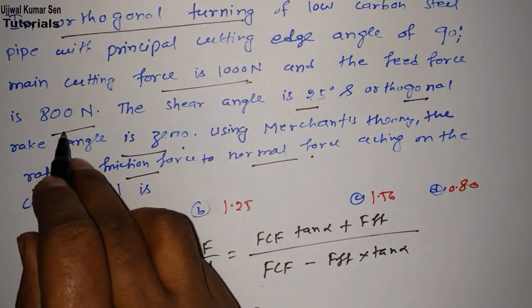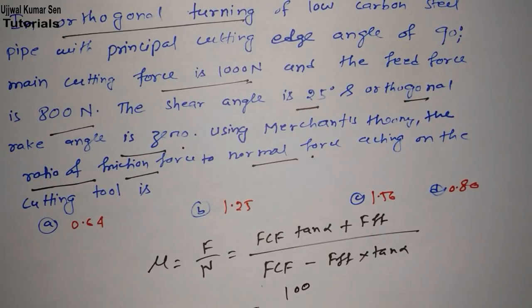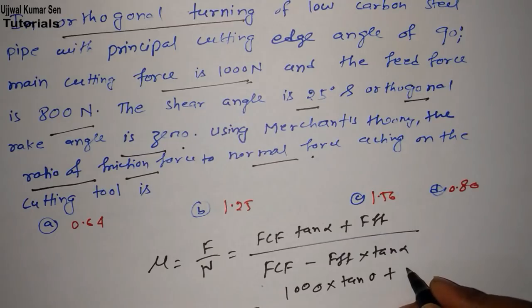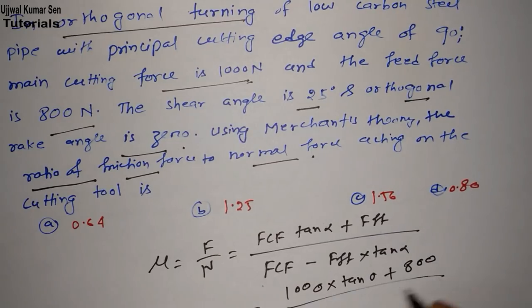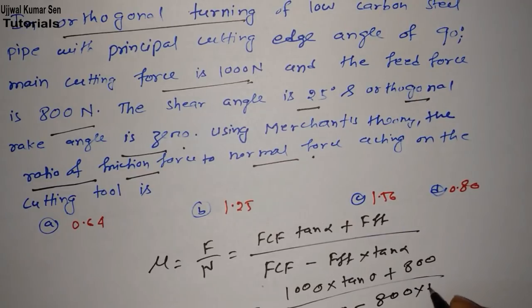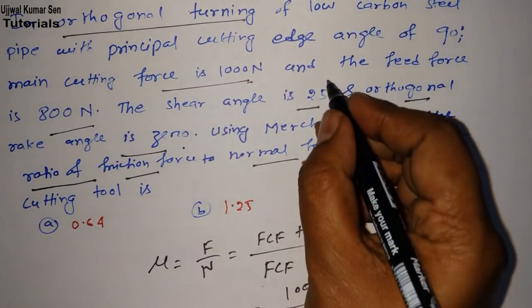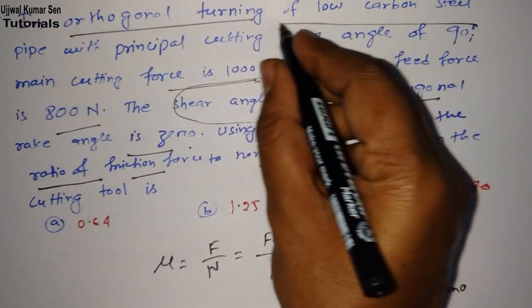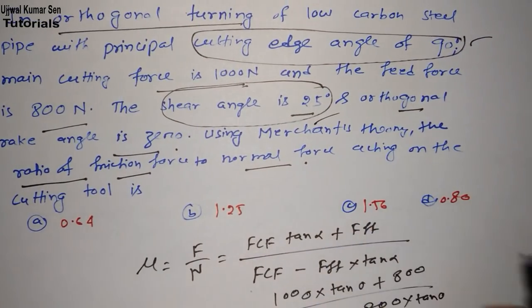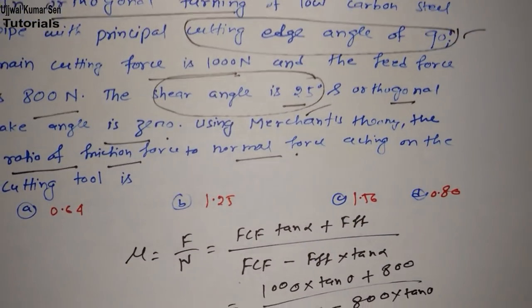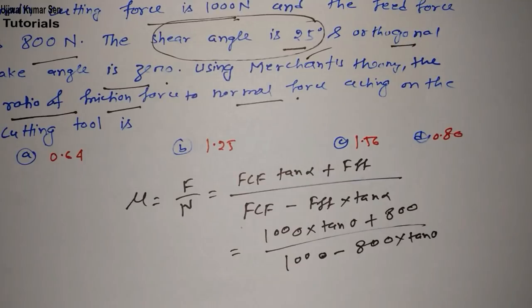Okay, so what we got here: 1000 into 10 0 plus friction force is 800. If I have 1000 minus 800 into 10 0, don't get confused by seeing these values. If you get confused, then you are probably going to get the wrong answer. So don't get confused here. Just keep going with what you have, put in the values, and try to get the answer.